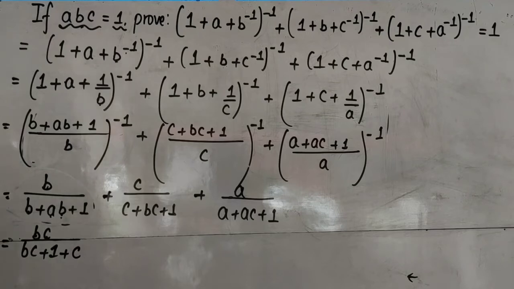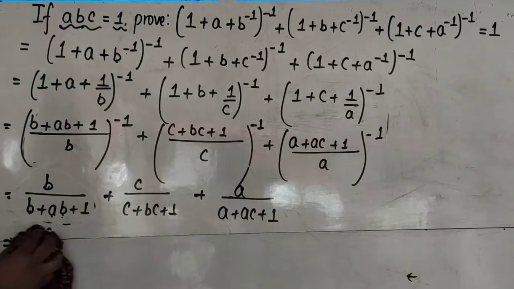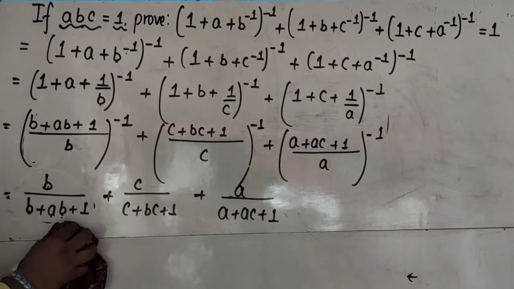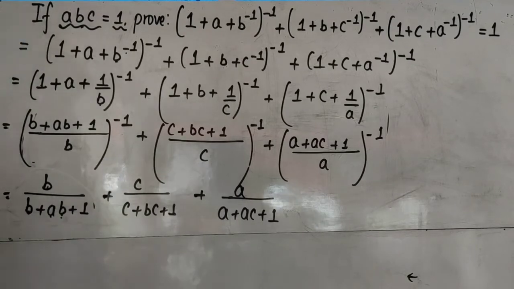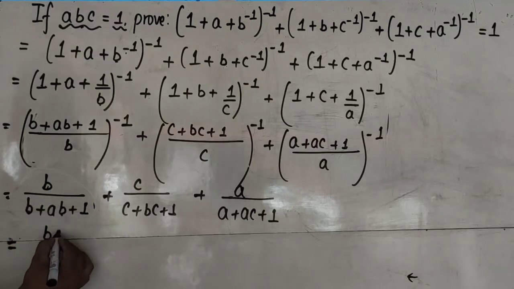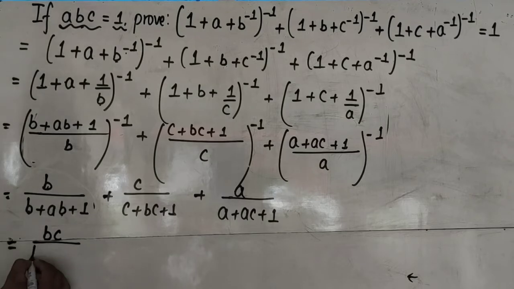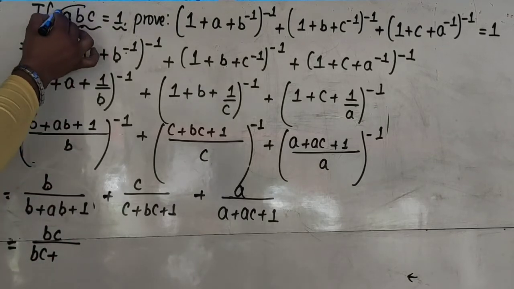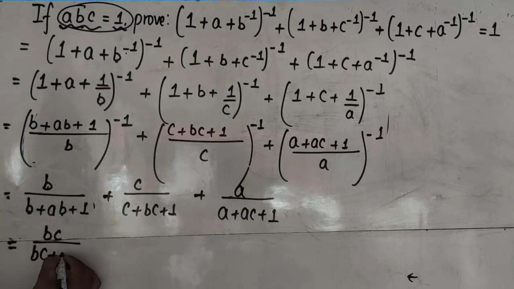Let me clear this one more time. Here in the first term, I don't see the variable C. Since we don't have the variable C, I'm multiplying the numerator and denominator by C. So when I multiply B with C, I get BC. When I multiply B with AB, I get ABC, and the condition says that ABC is 1. So in place of this ABC, I'm going to write 1, and then C into 1 is C.